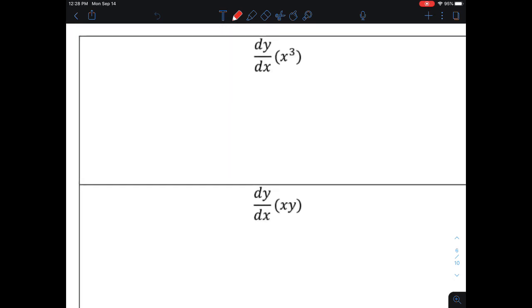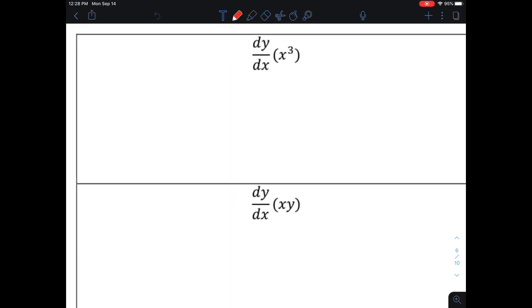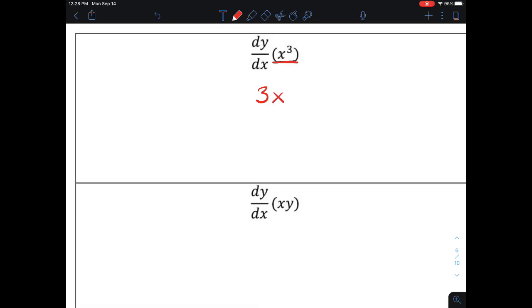So let's look at this first one. Let's take the derivative with respect to x of x to the third power. Well, I don't necessarily have an equation here. Basically, this is just saying what's the derivative with respect to x of x to the third, which would be 3x squared times the derivative of x with respect to x. Well, we don't write the dx over dx part. And we're used to saying that as being 3x squared.